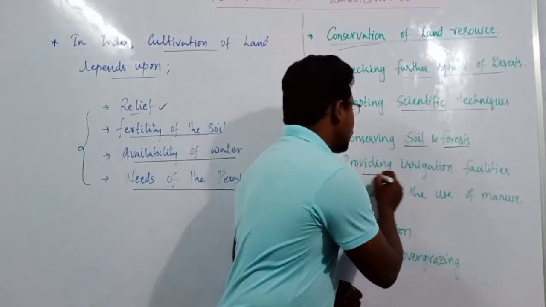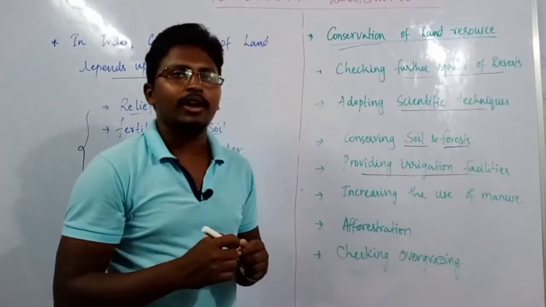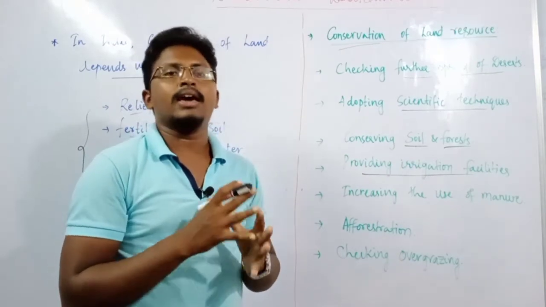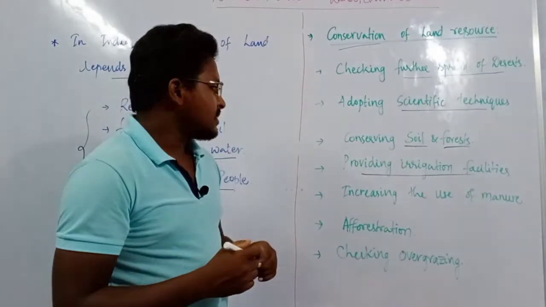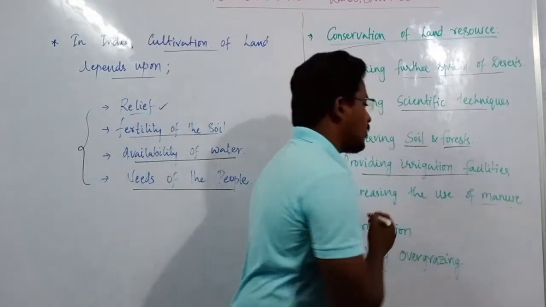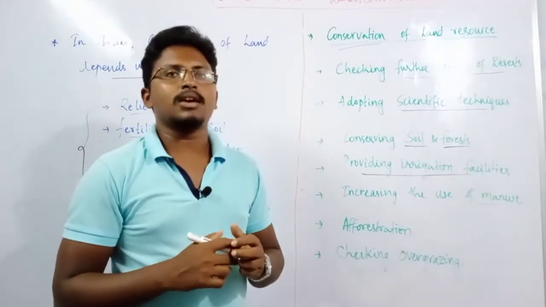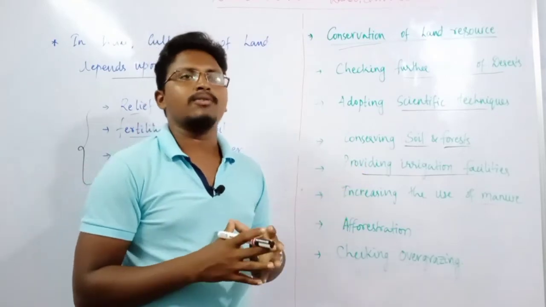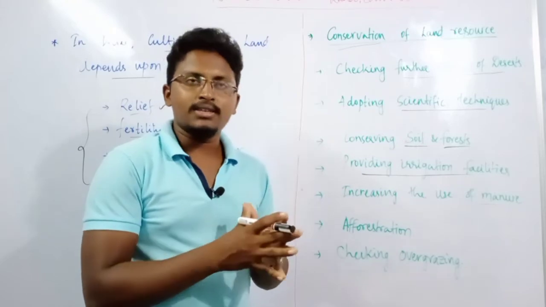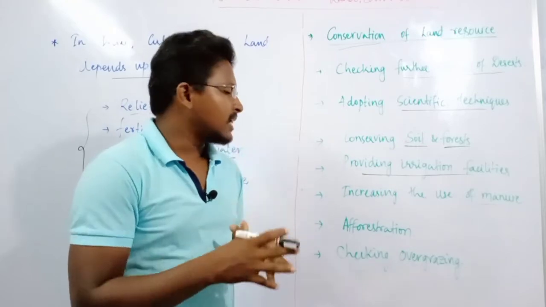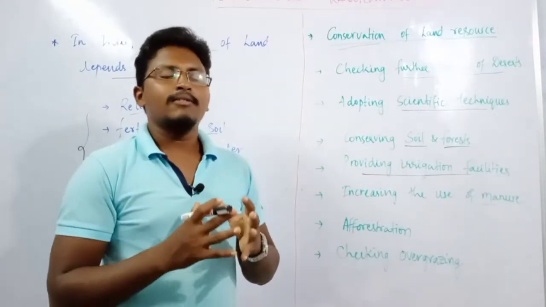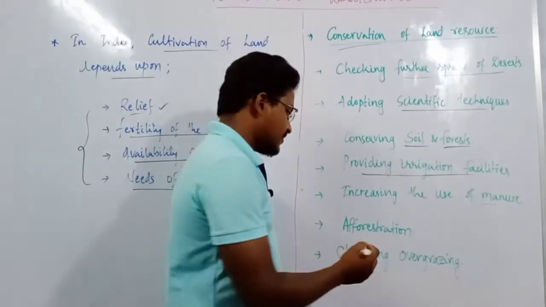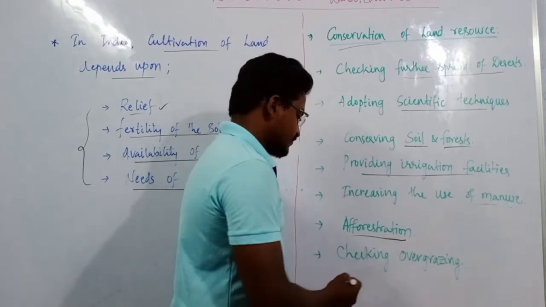And providing irrigation facilities: if you can provide proper irrigation facilities, you can actually conserve this land. Then at the same time, increasing the use of manure. Instead of using chemically made fertilizers, if you use natural manure made out of plant waste or animal waste, we can increase the quality of the land, we can produce more and more, and we can save the land. And the other one, as I said, afforestation.